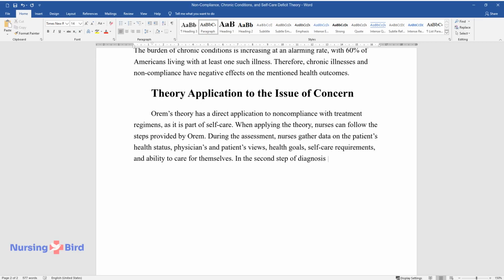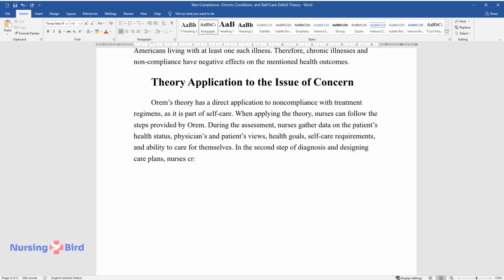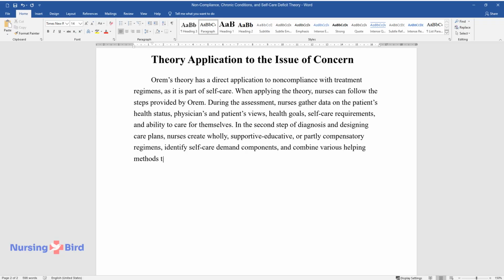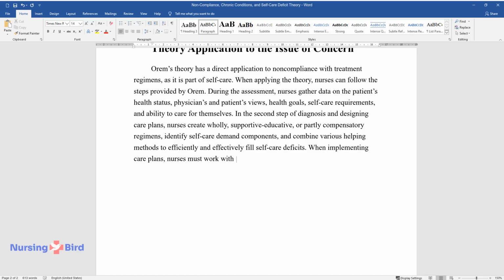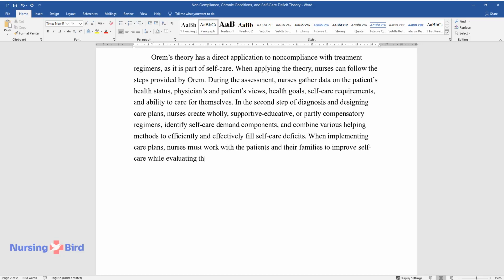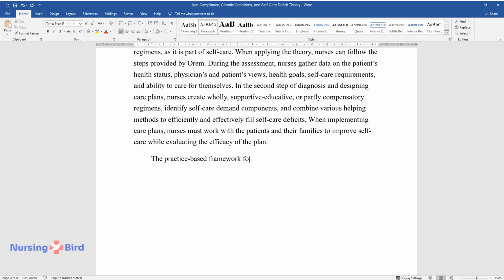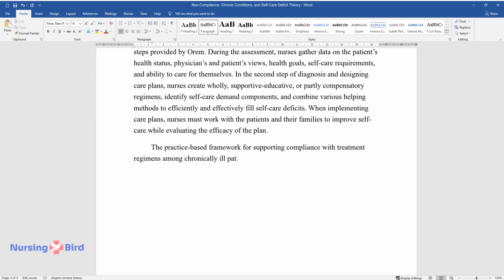In the second step of diagnosis and designing care plans, nurses create wholly, supportive educative, or partly compensatory regimens, identify self-care demand components, and combine various helping methods to efficiently and effectively fill self-care deficits. When implementing care plans, nurses must work with the patients and their families to improve self-care while evaluating the efficacy of the plan.